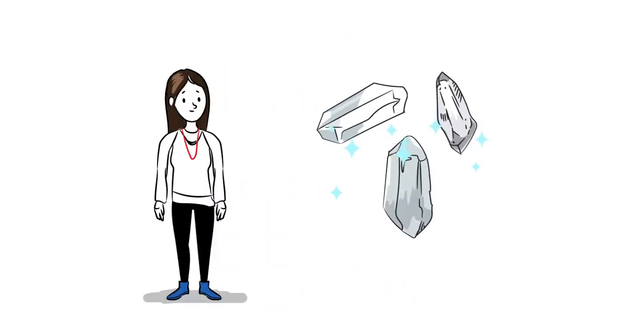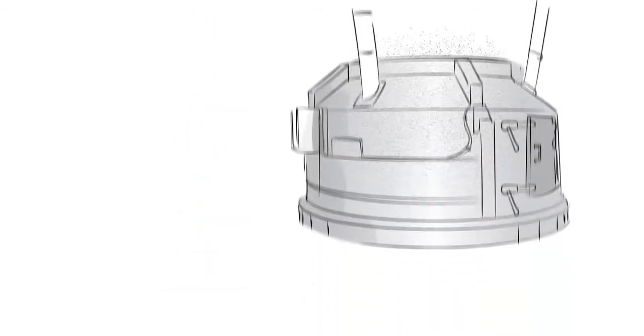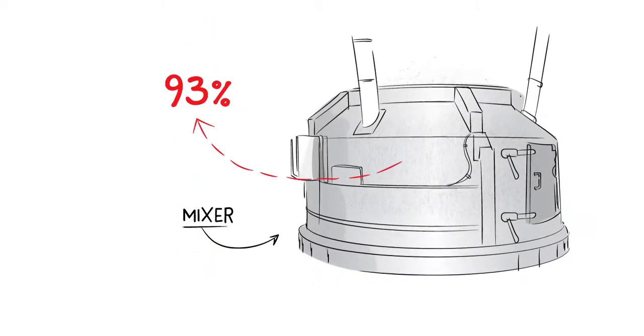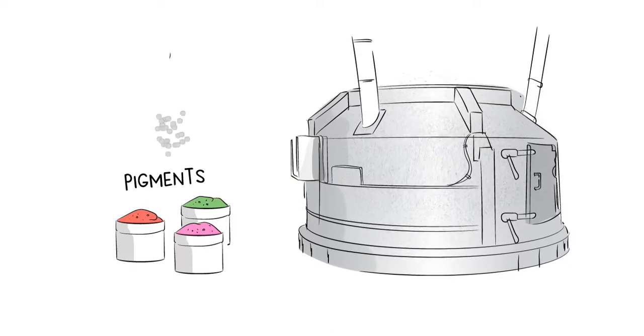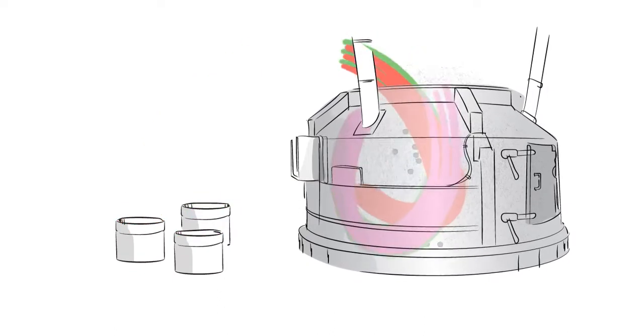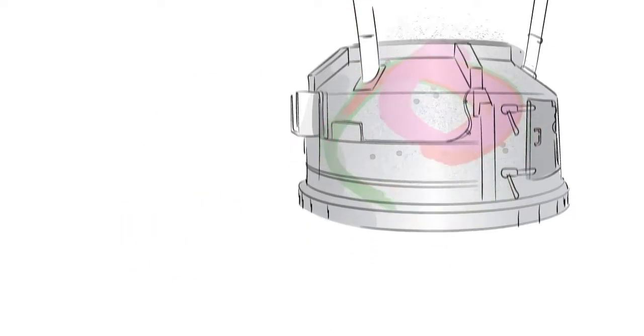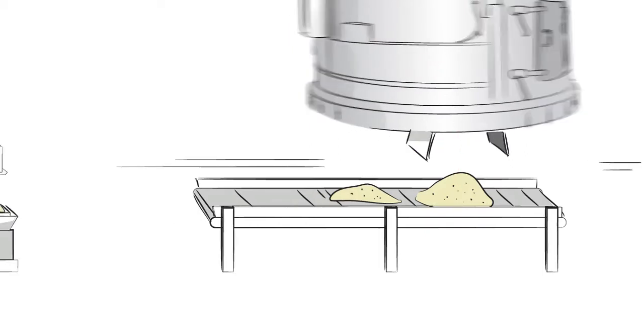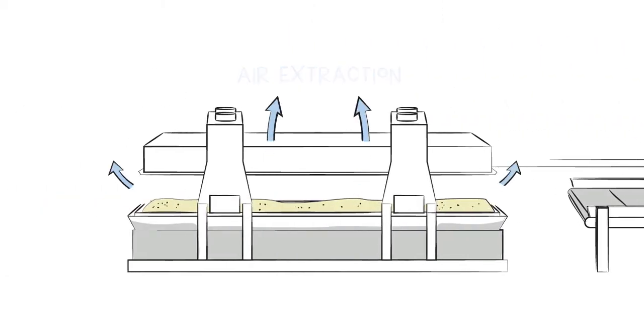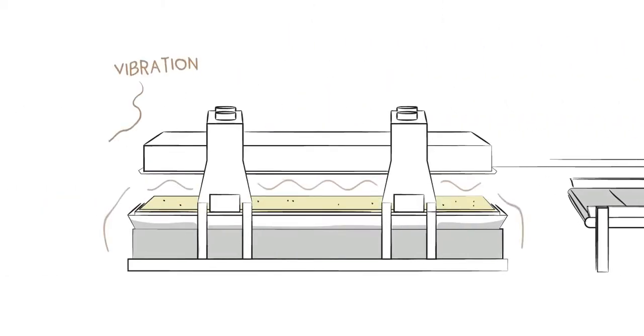First, specially selected crystals are ground up into a variety of sizes, which makes up to 93% of the mixture. Pigments and resin are then added for rich coloring and extra durability. The mixture is poured into a mold, and a vacuum uses vibration and compression to remove air pockets.